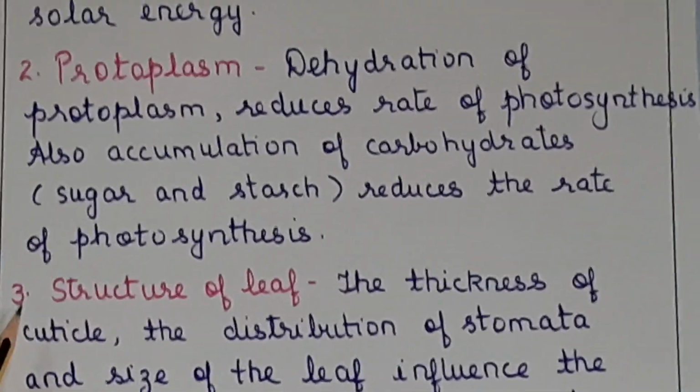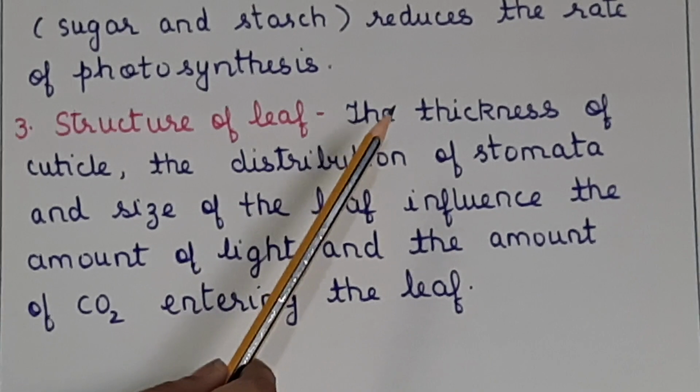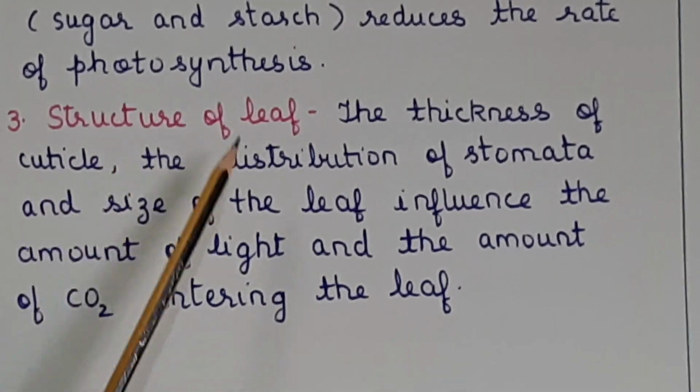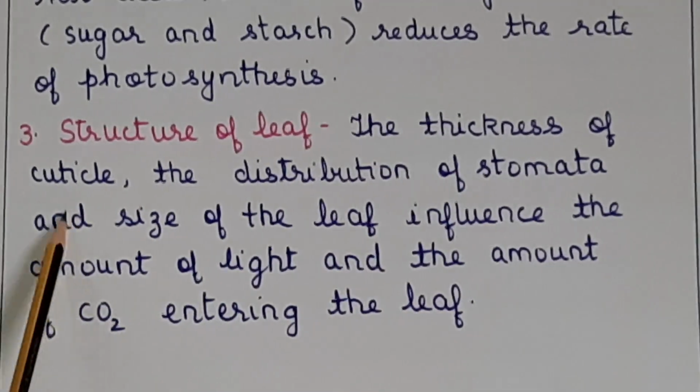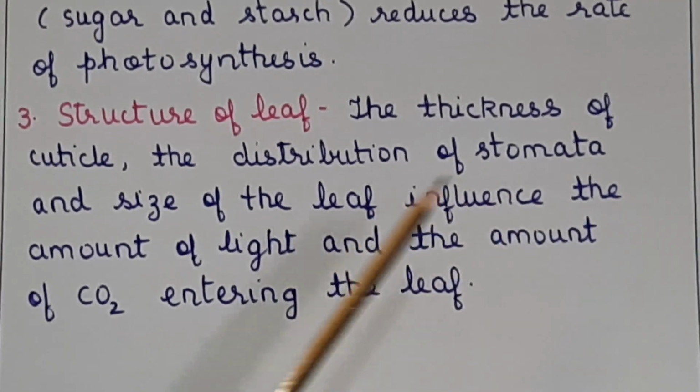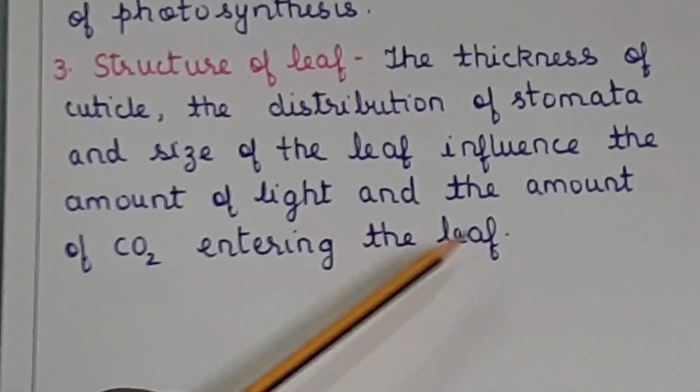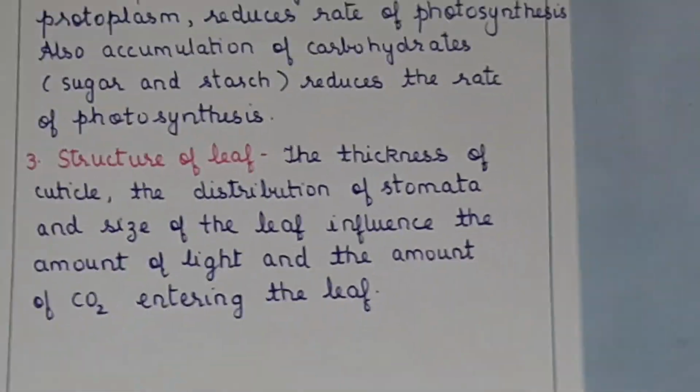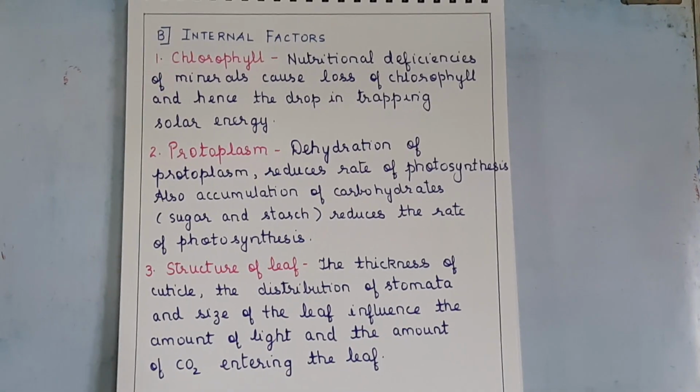Okay. And third is the structure of the leaf, that is the thickness of the cuticle, the distribution of the stomata and the size of the leaf. All will influence the amount of light and the amount of carbon dioxide entering the leaf. So all these three are the internal factors affecting the rate of photosynthesis.